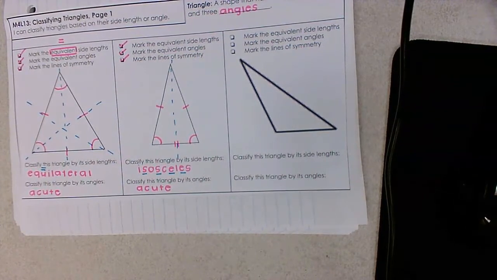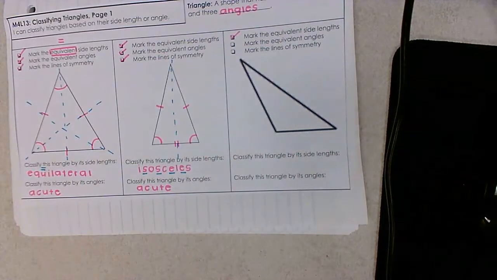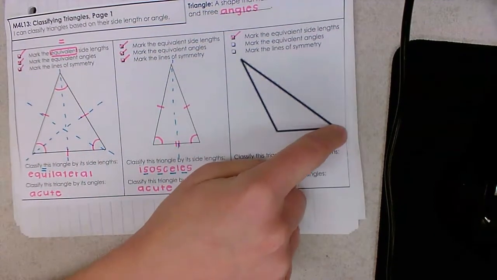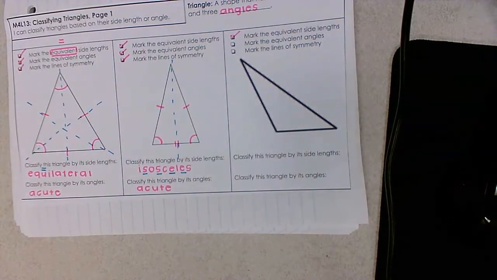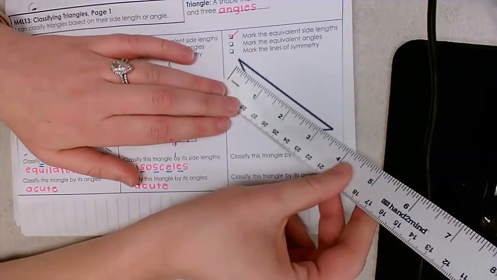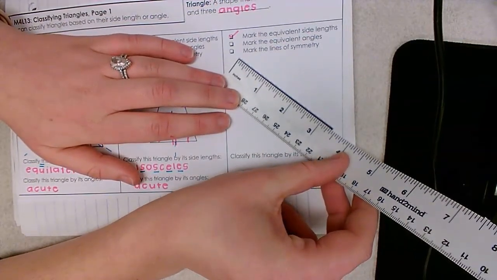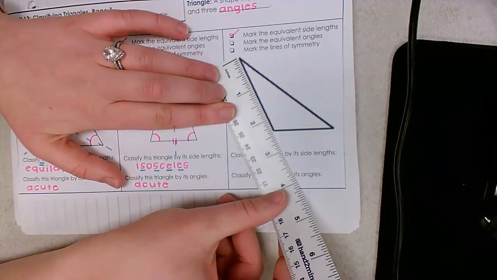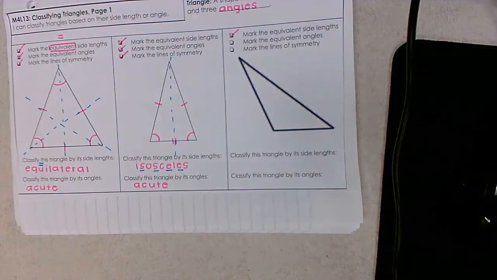Now let's move on to our third kind of triangle. Mark the equivalent side lengths, mark the equivalent angles, mark the lines of symmetry. This might be a little trickier than the other 2. Let's start by marking our equivalent side lengths. By looking at it, I can tell that this side length is going to be completely different than the other two. The other two might look close, so I'm even going to use a ruler to measure it. Okay, so this one's about 3.5 inches, and this one is a whole inch shorter. None of these side lengths are the same length as each other.